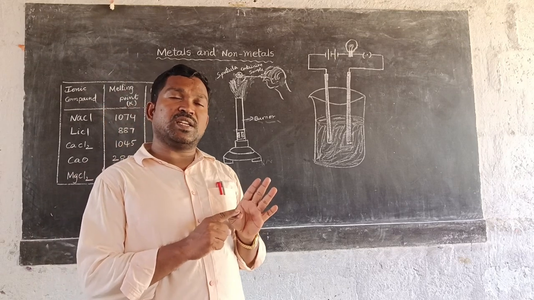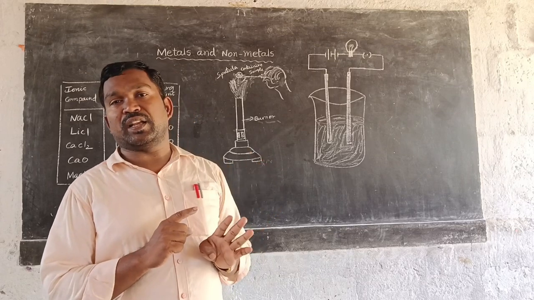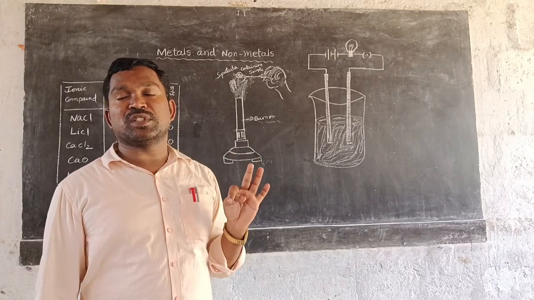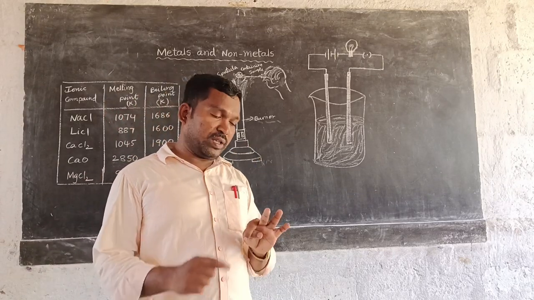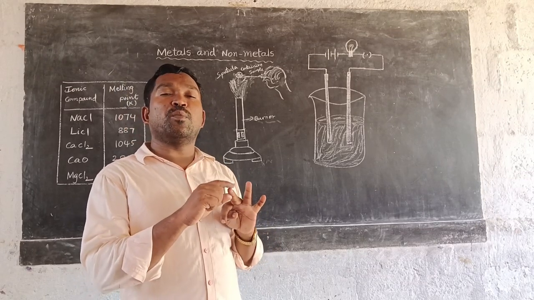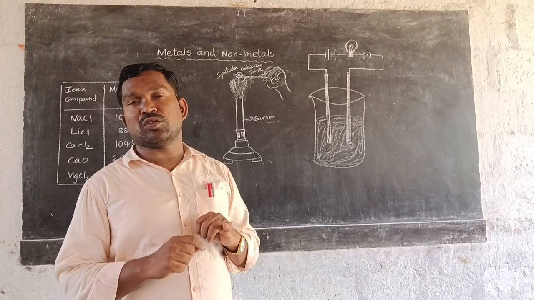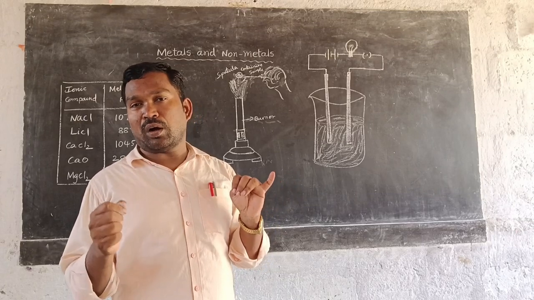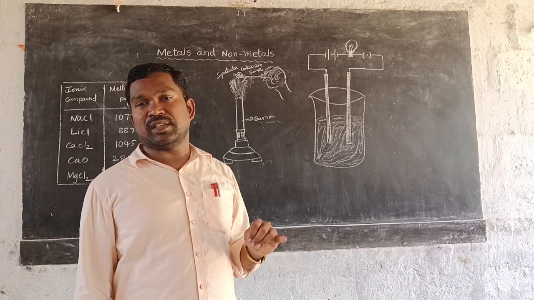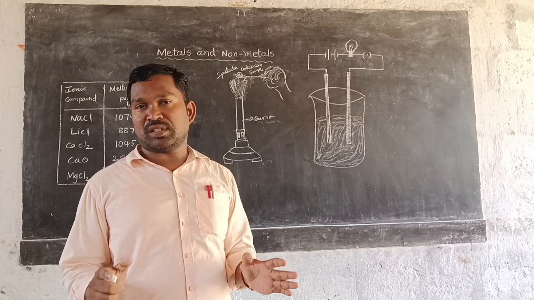First property, state of ionic compounds: the solid state. Second property, melting and boiling point: ionic compounds have high melting and high boiling points. Third property, solubility: ionic compounds are soluble in water, insoluble in petrol and kerosene. So ionic substances are polar compounds. Next one, conductivity of electricity: ionic salts are good conductors of electricity in the molten state.